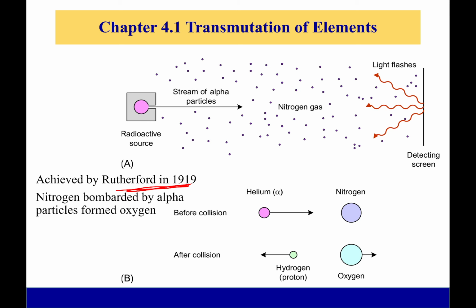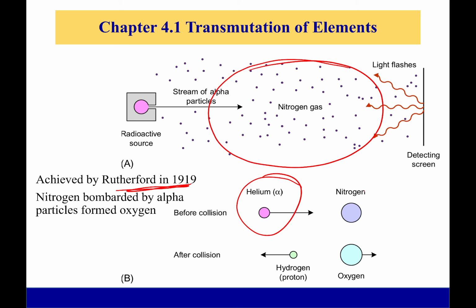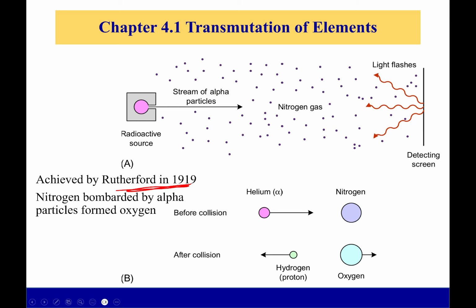Well, he had nitrogen. It was a bunch of nitrogen gas, and he bombarded it with a stream of alpha particles. That's a fully ionized helium nucleus, which you can see right here. What happened is after that helium collided with the nitrogen, it turned the nitrogen into oxygen. So it gave it one of its protons, as well as one of its neutrons. And a hydrogen shot off from that. So it lost the protons, going from helium to hydrogen.